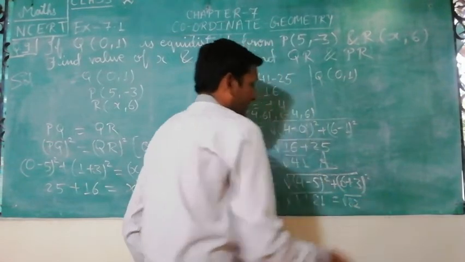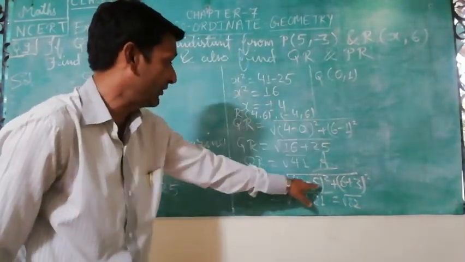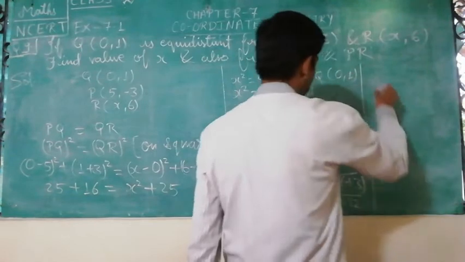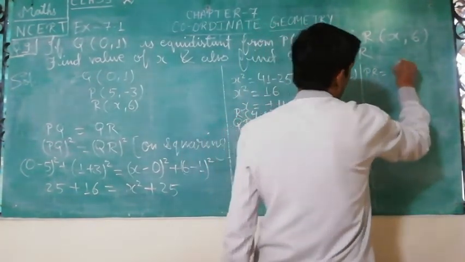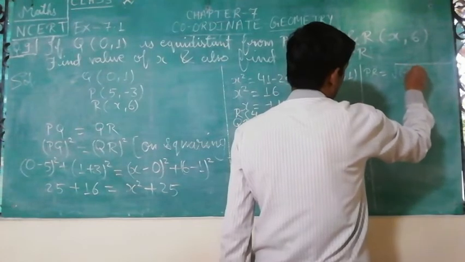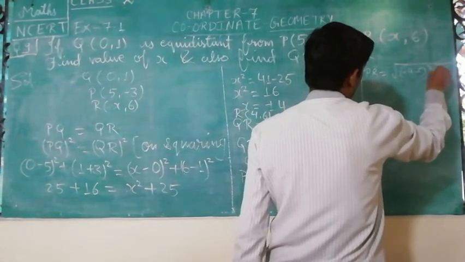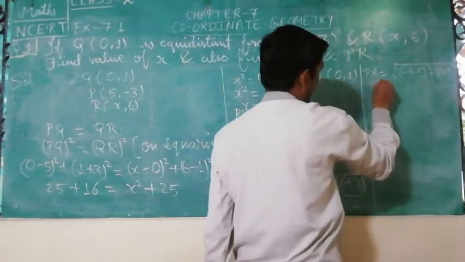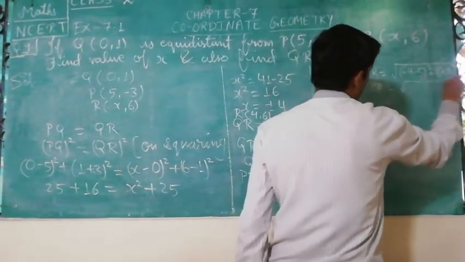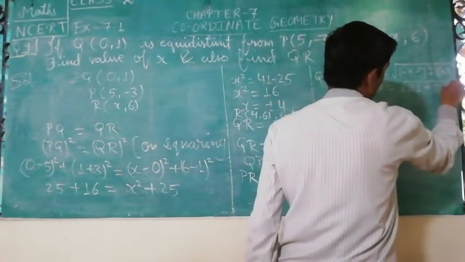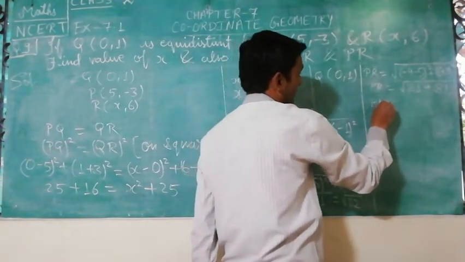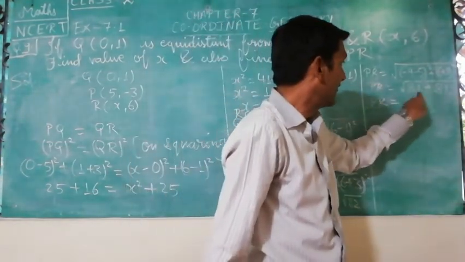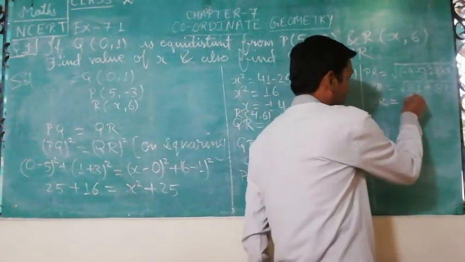One more value can be possible here, because if we apply here minus 4, then it will become minus 9 square. So that is another answer we can get. PR is equal to root of (minus 4 minus 5) whole square plus (6 plus 3) whole square. So it will be PR is equal to root of 81 plus 81. If we take 81 common, then in the bracket in the root, what will it be? 1 plus 1. And that 81 is taken out, so it will be 9 root 2.